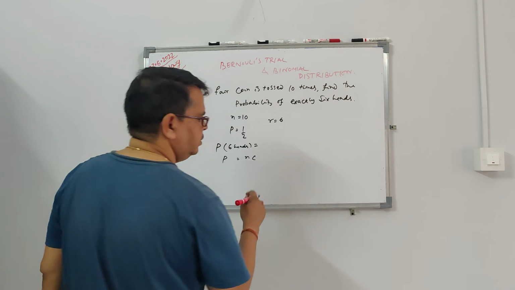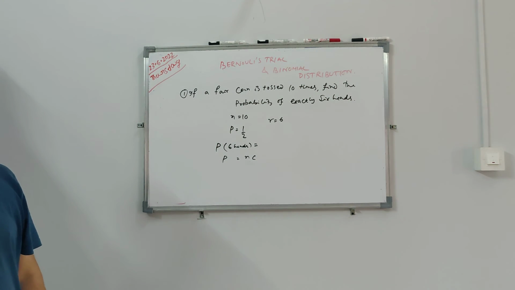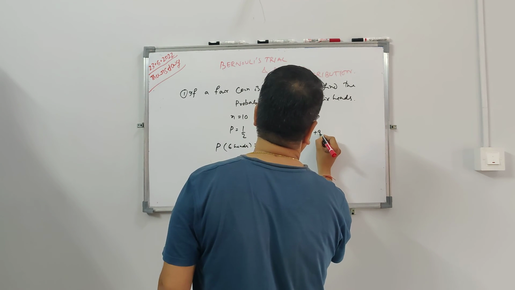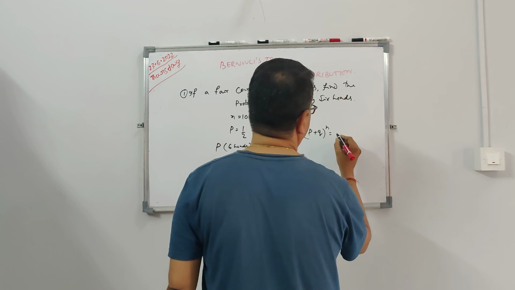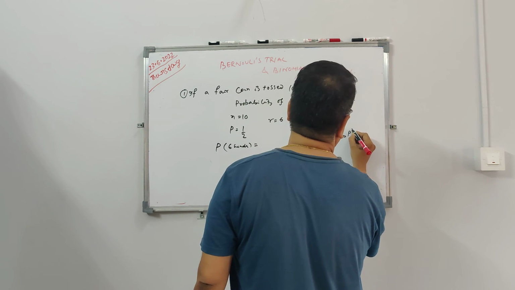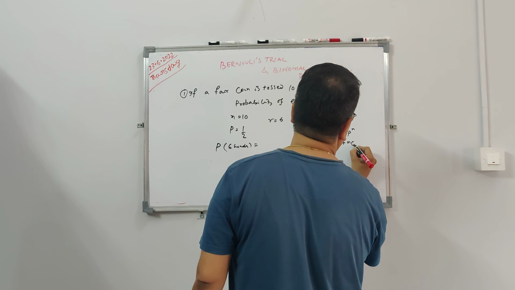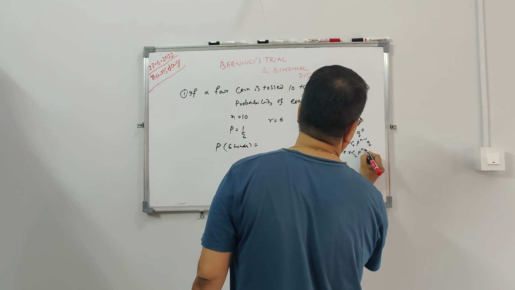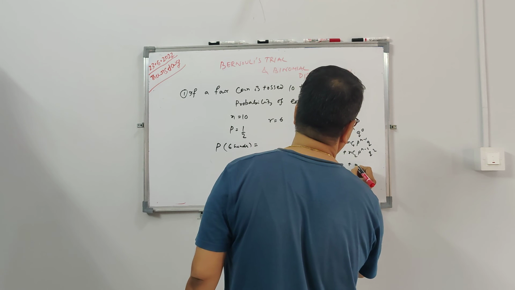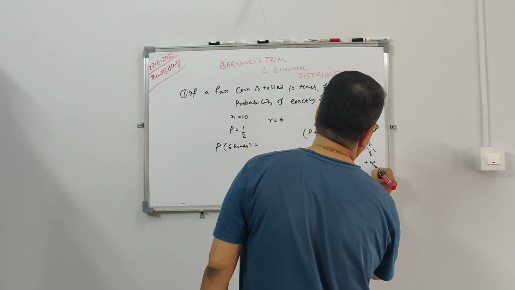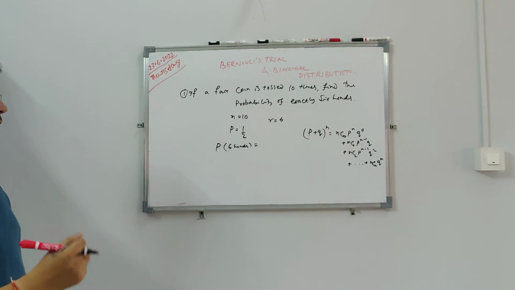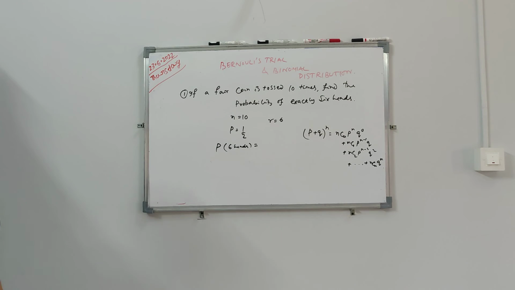So you know the binomial distribution. What does the binomial distribution say? P plus Q to the power n is equal to NC0 P to the power n, NC1 P to the power n minus 1 Q, NC2 P to the power n minus 2 Q to the power 2. Like this it goes on, and then you end up with NCN, so it will become Q to the power n. So this is your binomial, that's why the binomial terms come into the picture here.